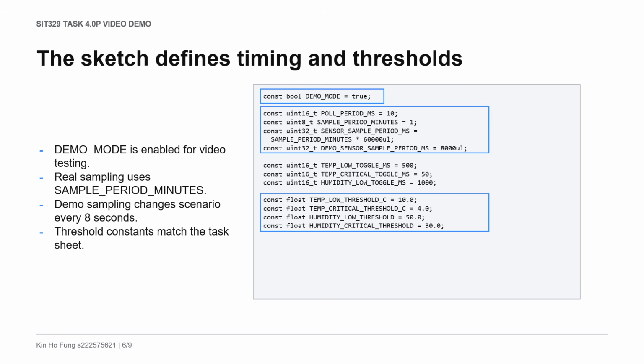The real sensor sample period is controlled by sample period minutes, with a default of 1 minute. In demo mode, the sample period is shortened to 8 seconds so that every alarm case can be shown quickly. The threshold constants match the task requirements: temperature below 10 degrees, temperature below 4 degrees, humidity below 15%, and humidity below 30%.